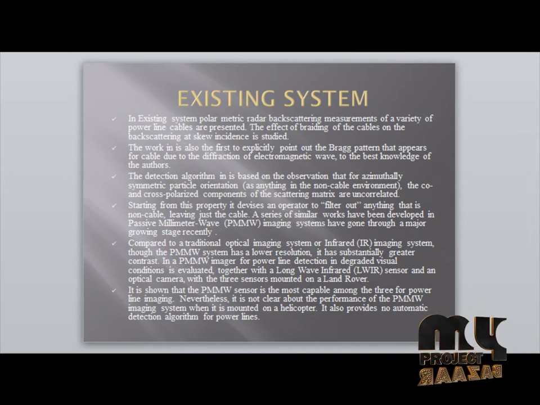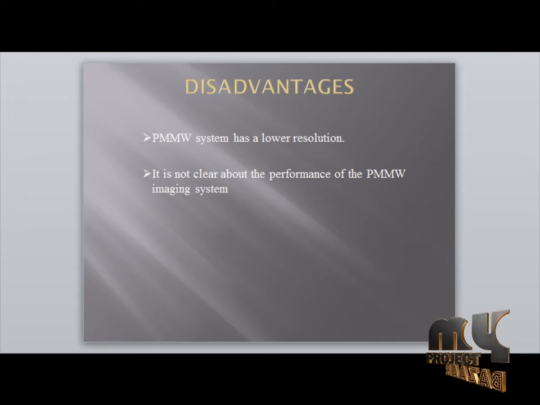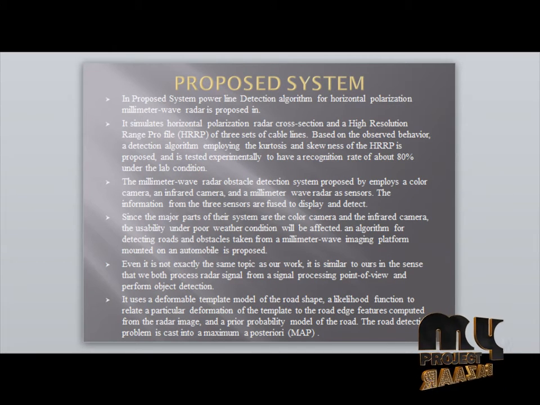Compared with traditional optical imaging systems and infrared imaging systems, PMW images have been used for power line detection with long wave infrared sensors, but this is very difficult. The main disadvantage: PMW has a lower resolution, and the performance is not clear in the paper. The proposed power line detection algorithm uses horizontal polarization. It simulates the horizontal polarization range profile. The cable lines are observed, and the recognition rate is about 80% under lab conditions.